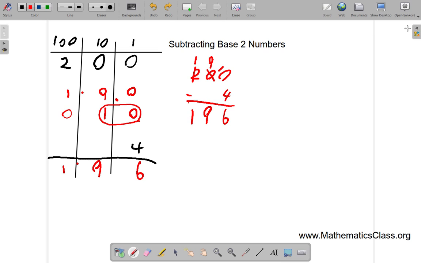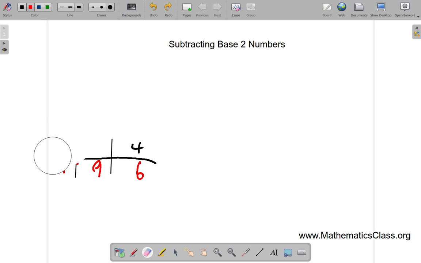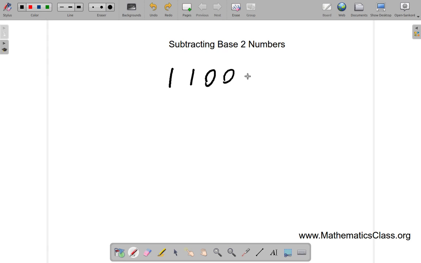Now we're going to follow a similar pattern in subtracting base 2 numbers. All of this detail wouldn't really be necessary to answer a question in a test or exam, but it's good to know. Suppose you have, for example, 1100 minus 1.